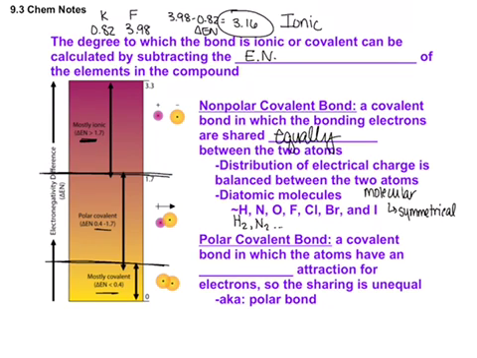Polar covalent bonds is a covalent bond in which atoms have an unequal attraction for the electrons, so the sharing is unequal, and the molecule will be asymmetrical. And we'll look at some pictures of these in a little bit. Sometimes these polar covalent bonds are simply called polar bonds.